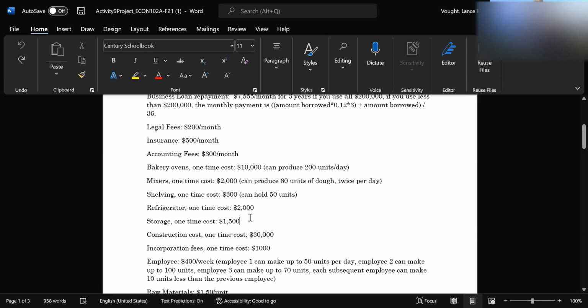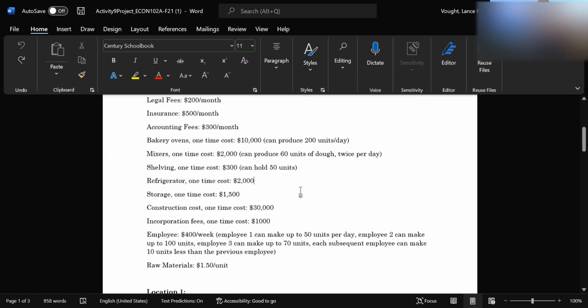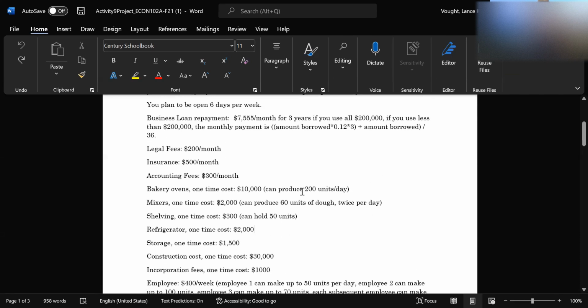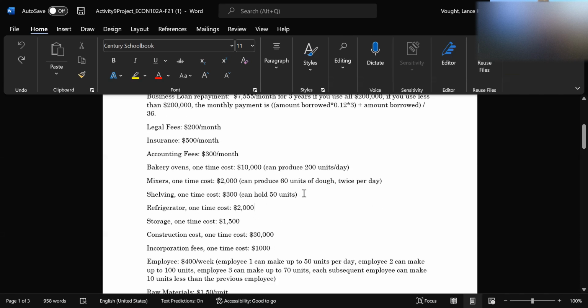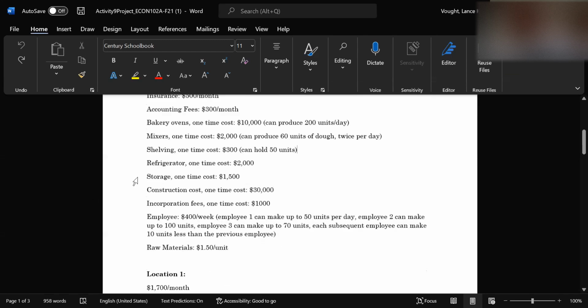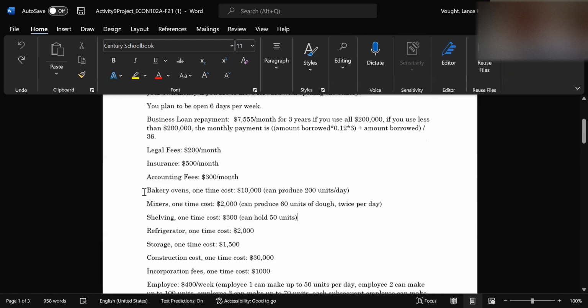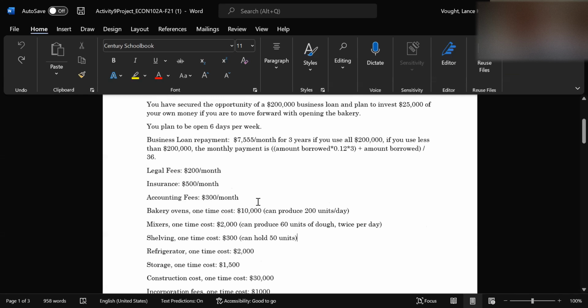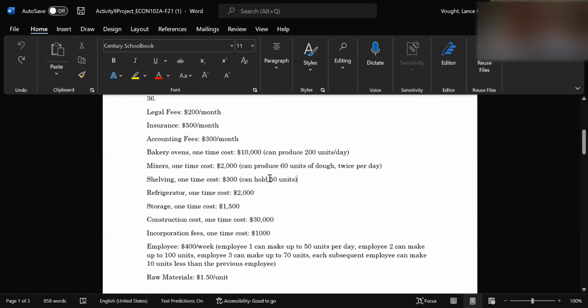The storage is just for your dry flour and yeast and all that stuff, and then the fridge is for cold stuff. But these then are critical. Go ahead. The fixed cost of location one would be the legal fees, insurance, accounting fees, and then the loan you need to pay.